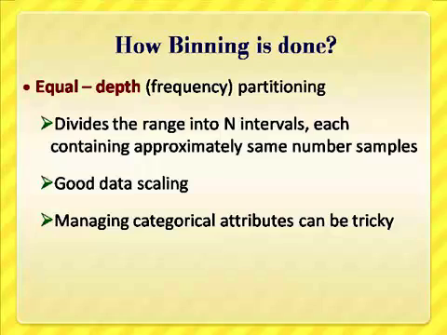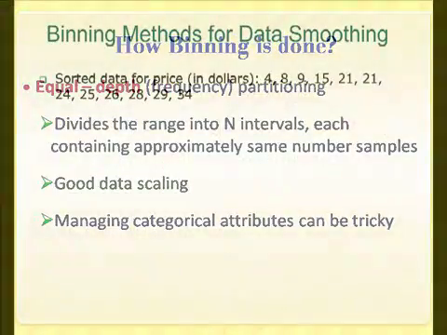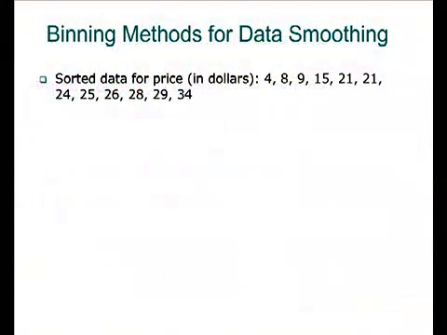Whereas, in the case of equal depth partitioning, we divide the range into n intervals, each containing approximately the same number of samples. This method is very good for data scaling, and it is also useful for managing categorical attributes. Now the slide gives an example of how to do the binning methods for data smoothing. For example, if you take price values in sorted order as shown on the slide, they are 4, 8, 9, 15, 21, 21, 24, 25, 26, 28, 29 and 34 say.